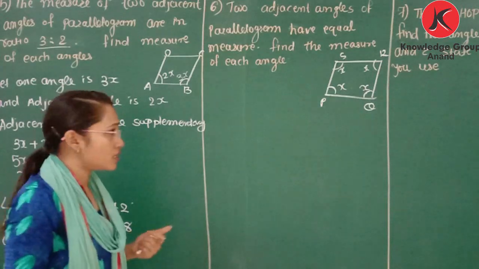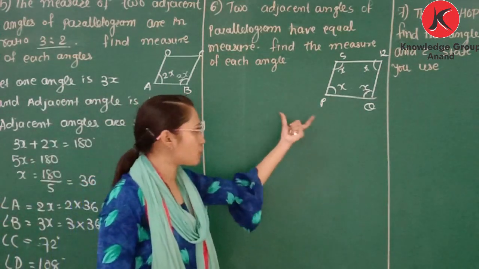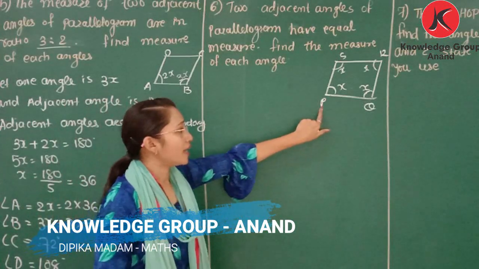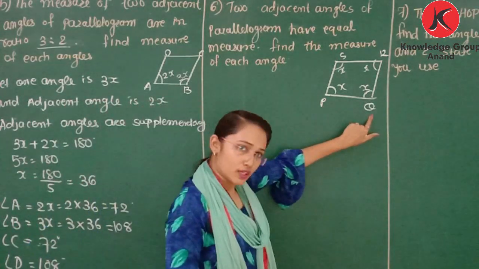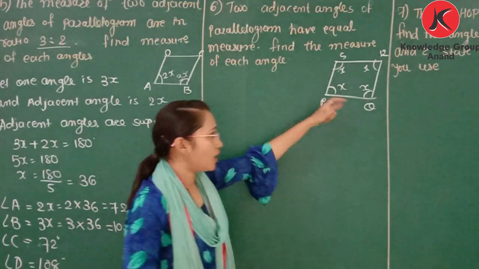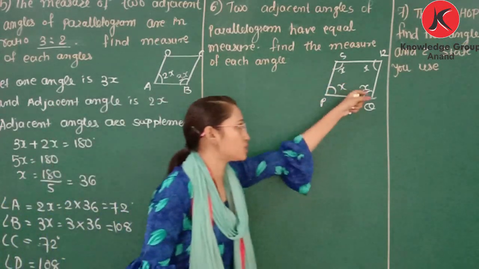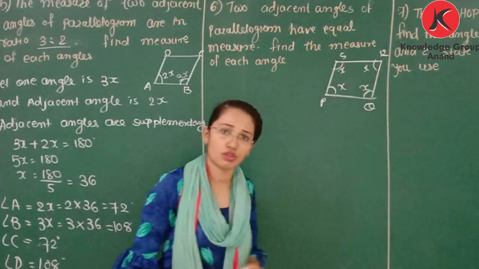So here you can solve this example with two methods. First of all, we perform the same as in question number 5. Angle P plus angle Q is equal to 180, so each is 90, and opposite angles S and R are also 90. Otherwise, you can find x plus x plus x plus x, that is 360.